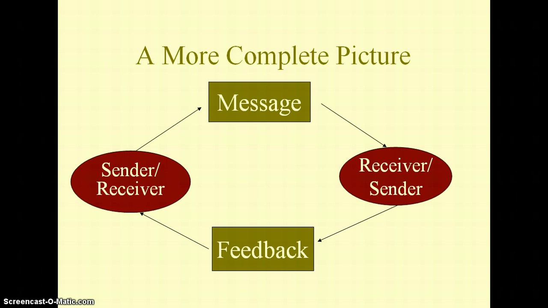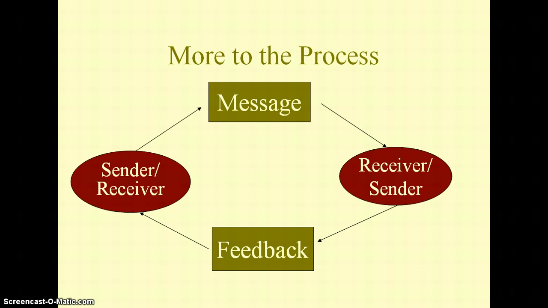Now, it's not always that simple, and it doesn't always work as smoothly. There's more to the process. The sender needs to encode their message. The sender receiver encodes their message, and the receiver sender encodes their feedback. When I choose to say hello or smile, I need to encode it in such a way that it is very likely it will be received correctly. Also, though, on the receiver end, the sender receiver and the receiver sender as well, they need to be able to decode that message correctly as well.